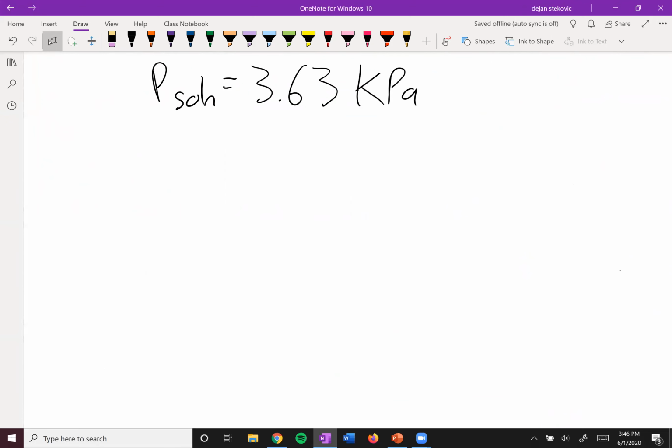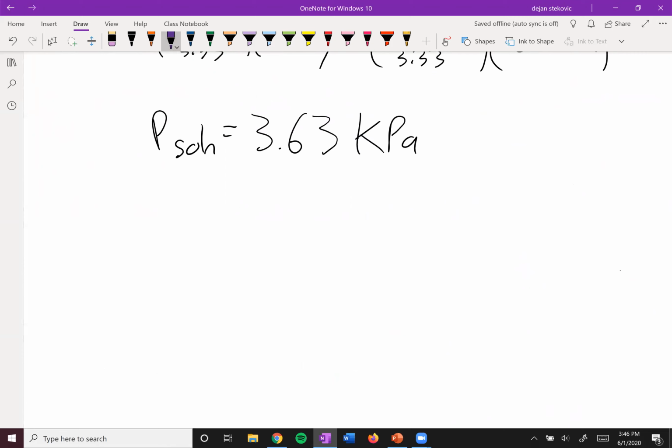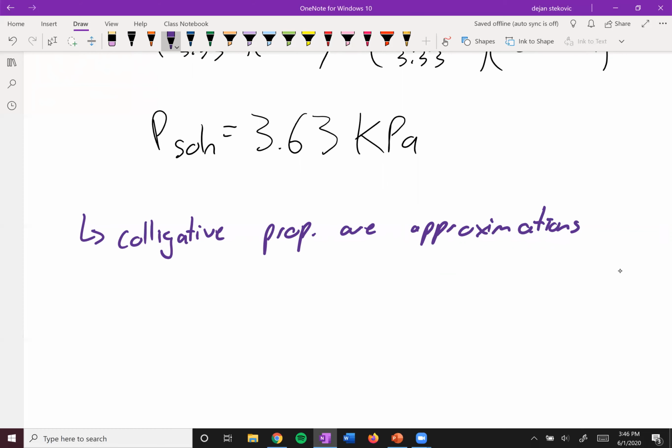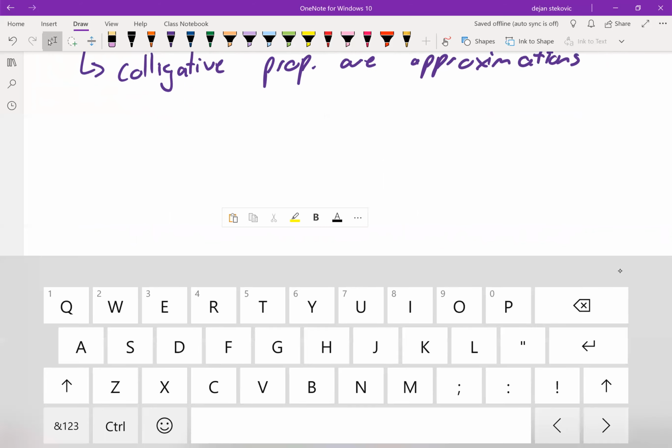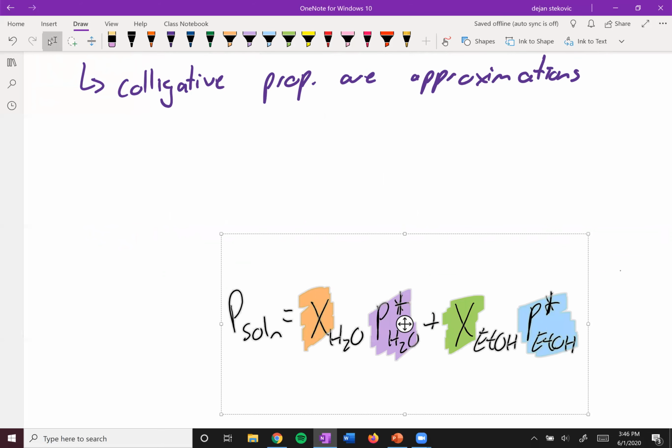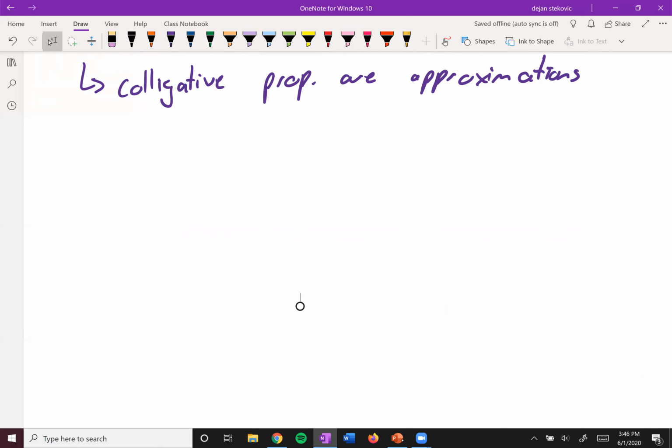These colligative properties, although we say they don't depend on the identity of the molecule, that's not actually true. All of this stuff and all the colligative properties are approximations. So they get us pretty close to the right answer, and they're super simple. That's why we use them. But if you really want to know the exact answer, you do have to do some more research.